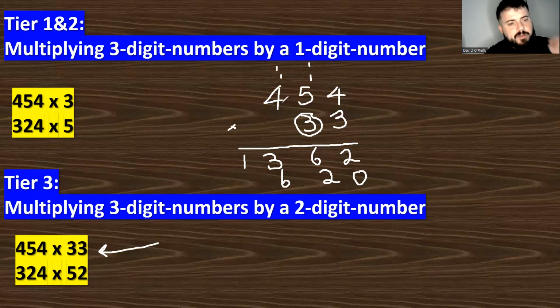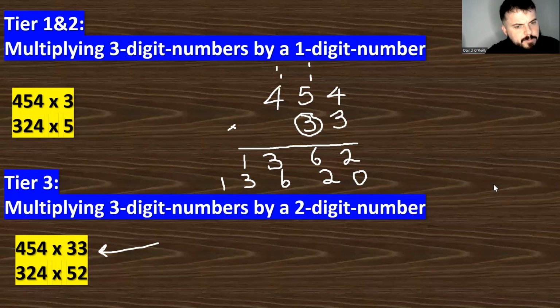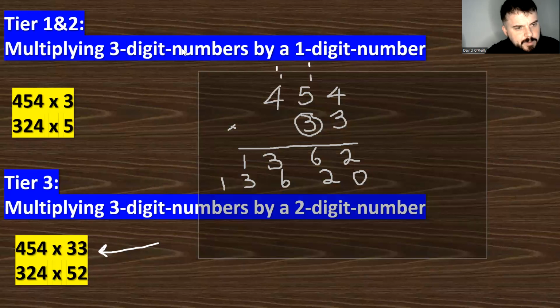3 times 4, 3, 6, 9, 12. Add the 1 that we carried over is 13. 3 and 1. Alright, I haven't given myself a lot of room, so I do apologise here. So what I'm going to do is shift it all up a bit if I can. Sorry guys, bear with me.